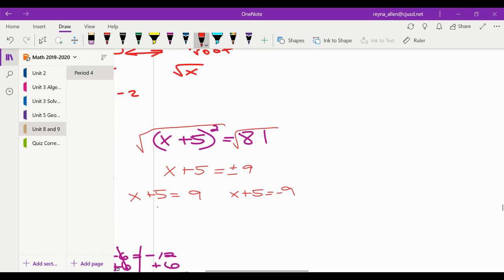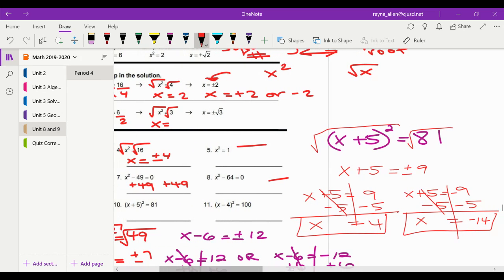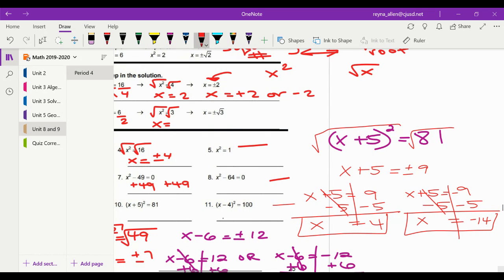Negative 9. Okay, so we subtract 5 on both sides, and I get x equals 4. And then I subtract 5 on both sides, and then these are both negative, so I add them together. That's negative 14. So my two answers are x equals 4 and x equals negative 14. Okay, so these 3 problems are going to be your practice problems. So go ahead and try those ones out.